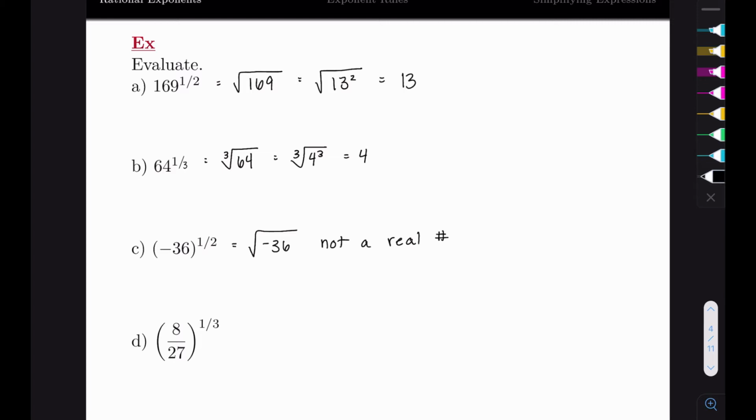Okay. For this next one, this means we're taking the cube root of 8 over 27. And then 8 we can write as 2 to the 3rd. 27 is 3 to the 3rd. And we're taking the cube root of that. So in the same manner as before, you can write this as 2/3 to the 3rd power. And then we're taking the cube root. So the cube and cube root cancel and leave us with 2/3.